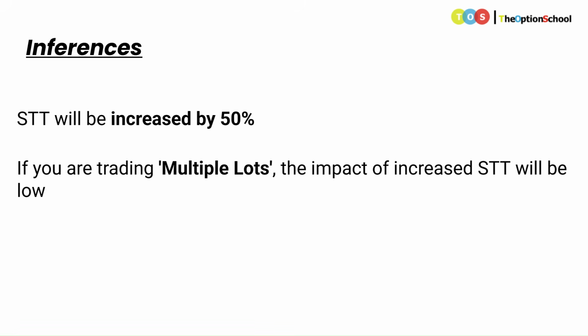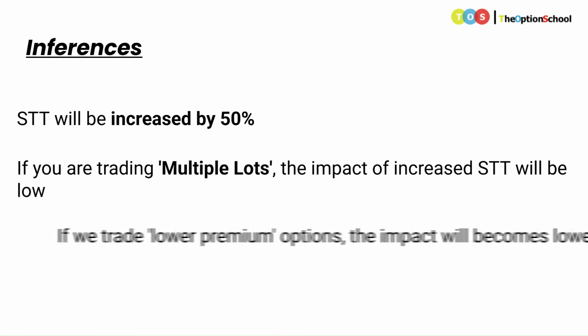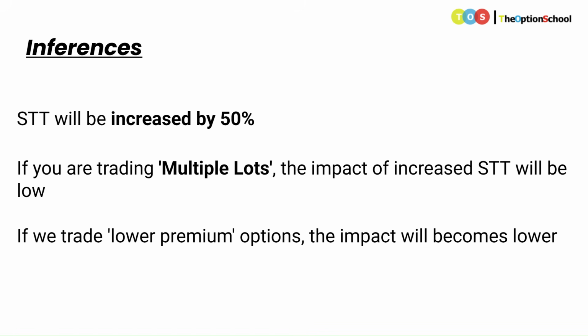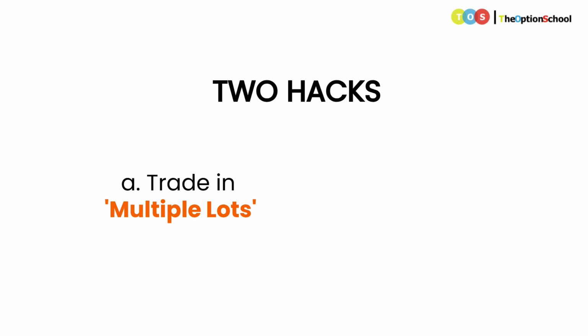Also, the second thing which can reduce our cost drastically or make this whole change immaterial to us is if you trade in options which have lower premium. So if you are trading in options which have 30-40 rupees premium, the impact of increased STT will be much lesser on the overall trade. So basically two hacks: trade in options in multiple lots. If you are trading in a single lot, that will be slightly costly. If you are trading in multiple lots, maybe 2 or 3, the impact of this high cost will reduce drastically. And secondly, obviously if you trade in options which are slightly less in premium, this impact will be less.